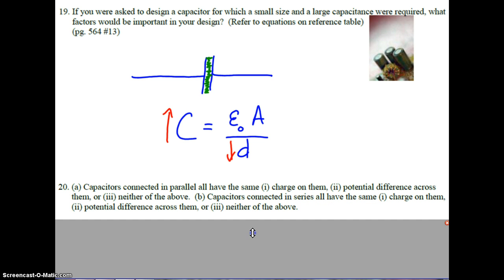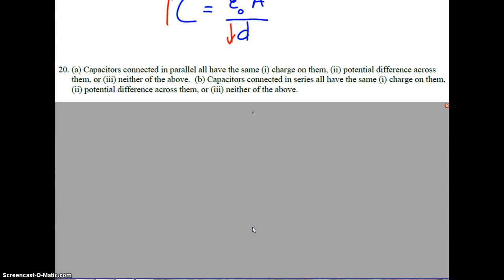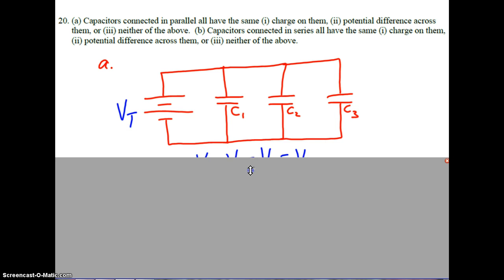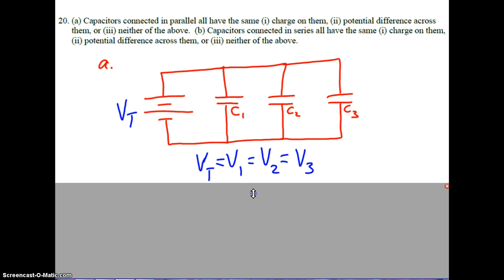On to number 20. A: Capacitors connected in parallel all have the same charge on them, potential difference across them, or neither of the above. And B: capacitors connected in series will all have the same charge on them, potential difference across them, or neither of the above. Let's start with A, drawing our circuit for capacitors in parallel.